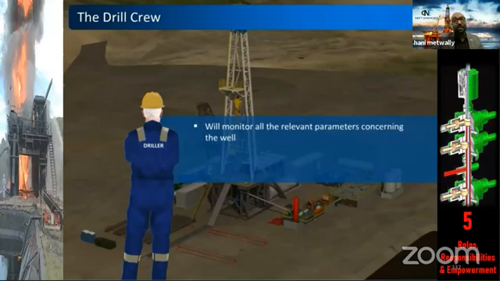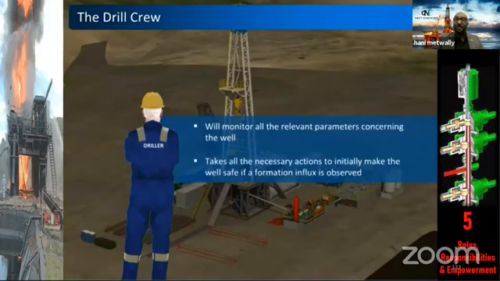So the driller first, he will monitor all the parameters during drilling operation or during killing operation. We need to keep our driller trained and able to control and manage the operation 100%. And he will take the necessary action if we have a problem. So remember, the driller has the authority to shut in the well at any time without waiting for any instruction from anyone.